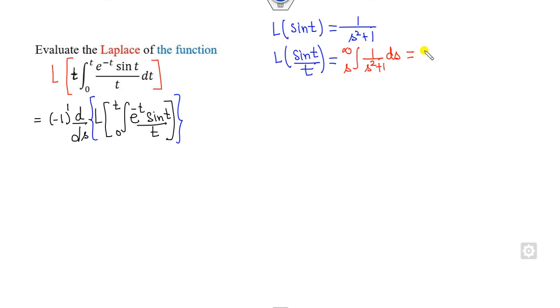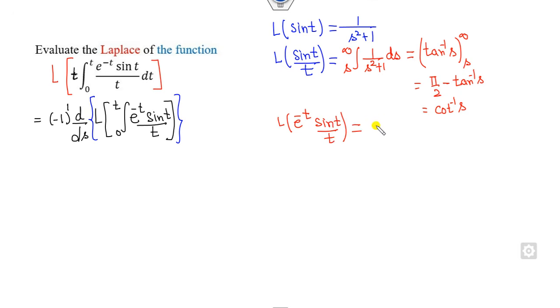So what is the integration of this? It's tan inverse s from s to infinity. So that will be pi by 2 minus tan inverse s, that is cot inverse s. Then you have to multiply by e raised to power minus t. How can you do that? By using the shifting first theorem. I have to replace s with s plus 1. Fine. Then your target is to find the Laplace of this integration.